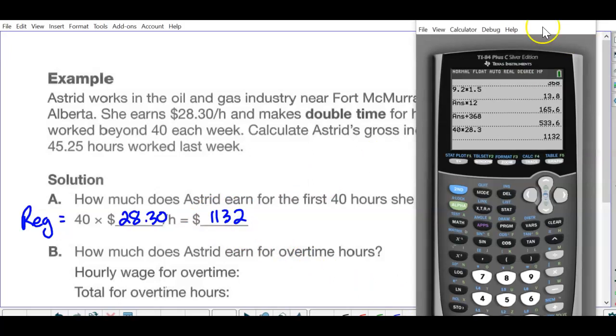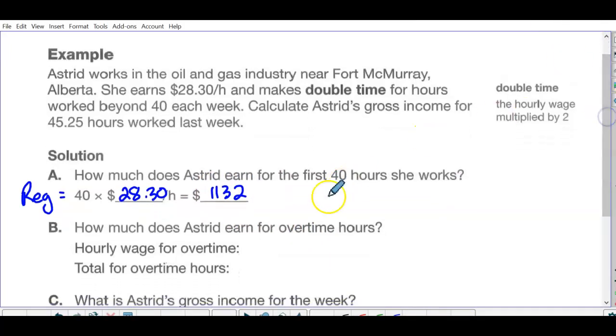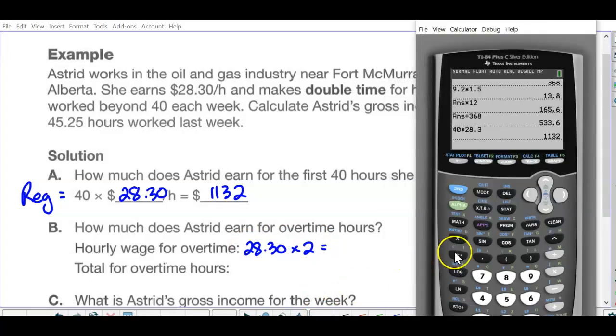And then for overtime hours, the wage, she gets double time. So $28.30 times 2 is $56.60 total for overtime hours.